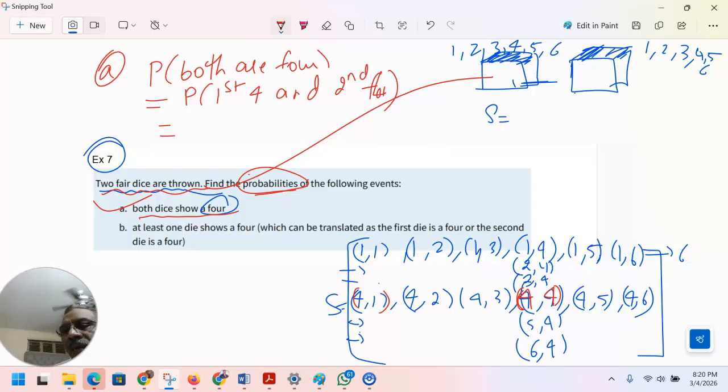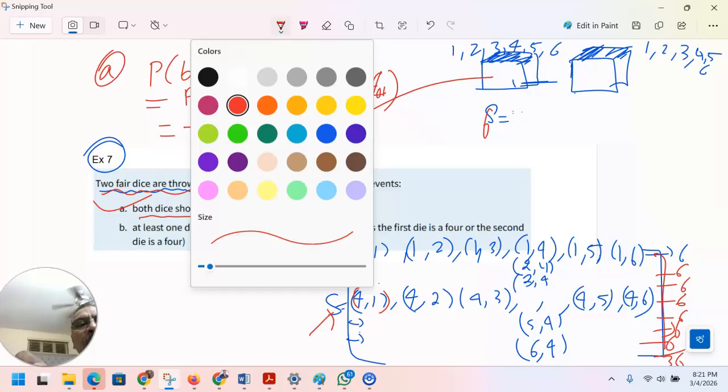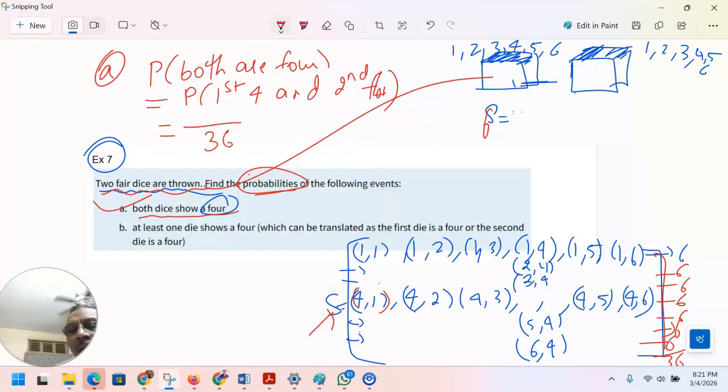That means out of this, there are 36. So these are 6, 6, 6, 6, like this. So there are 36 outcomes here, and your sample space is whatever I wrote here, but the number of possible outcomes is 36. And out of this, the red one that I showed here is the only one, 4, 4. So it is only 1 out of 36. And you're done. That's the first one.